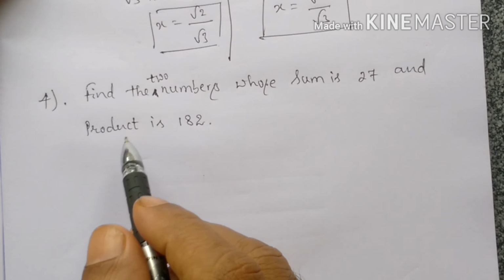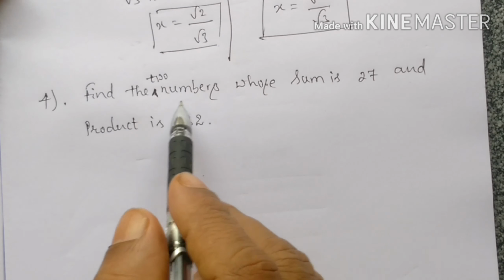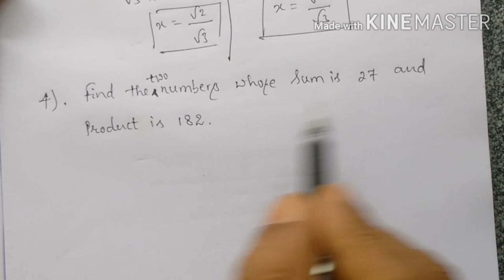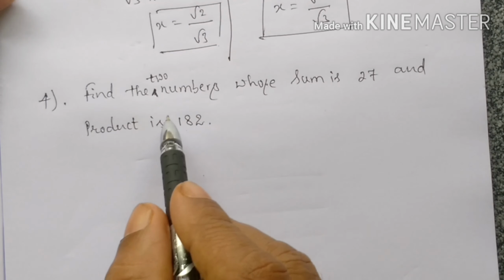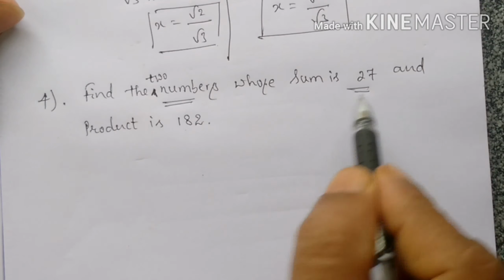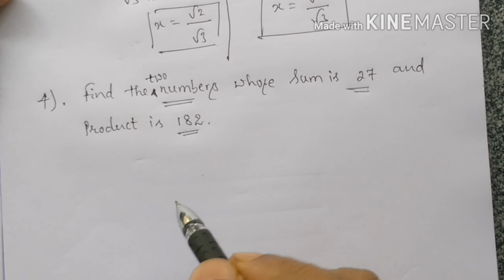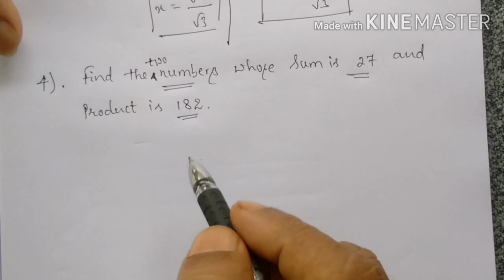Now I am going to consider the next question: to find the two numbers whose sum is 27 and product is 182. So we need to find two numbers. Two numbers we need to find. Sum is 27 and the product of those two numbers is 182. So the two numbers they have not given.